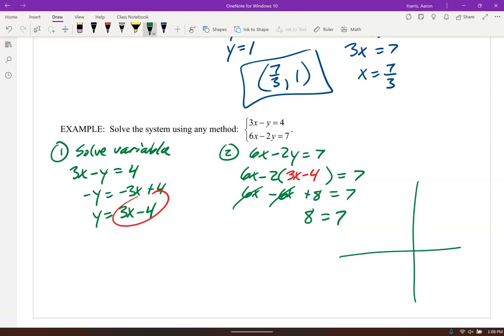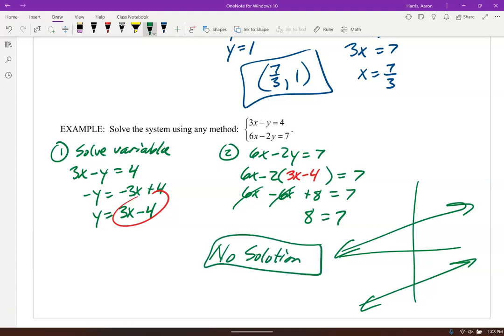What that means is if you graph these two equations, you get the first one looking something like this, y equals 3x minus 4. And then the other one, if you graphed it, would also be parallel to it. So they never cross. So there's no solution on this.